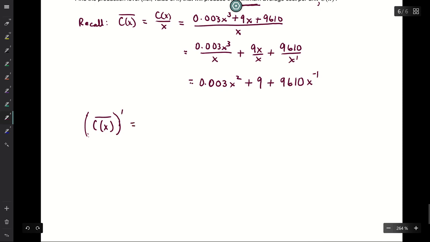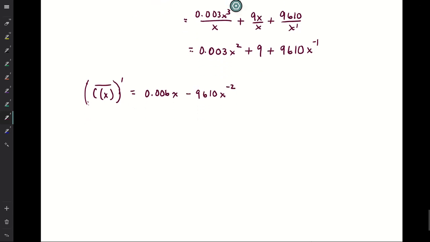Inside of a group of parentheses, and then you can put the prime on the outside of that. All right, taking the derivative of that average cost function, you're going to multiply the 2 to that decimal in the front. That's going to result in a 0.006, and then we would reduce that power to an understood 1. Derivative of the 9 would be 0, and then the derivative of that next piece, you'd multiply the negative 1 to the front, so that would give you negative 9610, and then if you reduce that power by 1, it'd give you a negative 2 power.